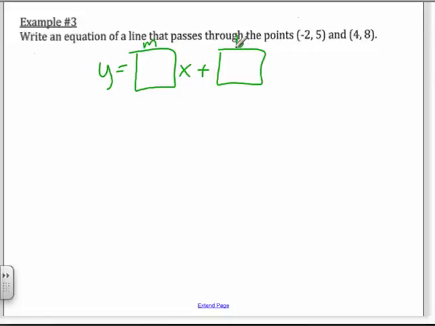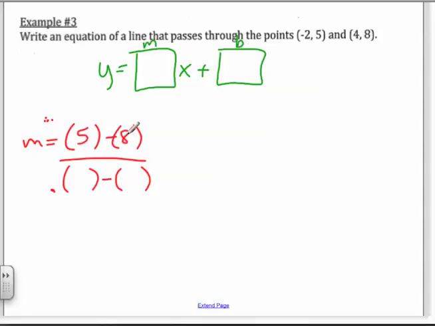You can do the equation for slope. You mean parentheses minus parentheses over parentheses minus parentheses? Yes. To find the slope? Yes. Right, remember we put the y's on the top. The y's go up here on the top, the x's go on the bottom, right? Okay, so I'm just going to do 5 and 8, going from left to right. And then -2 and 4. Right, I'm finding the slope between those 2 points.